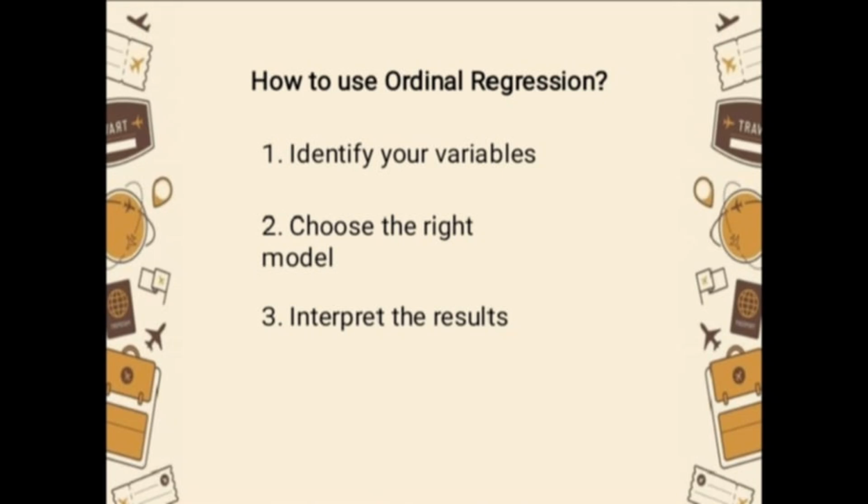How to use ordinal regression. Number 1, identify your variables. Determine your dependent variable, the outcome you want to predict, and independent variables, or the predictors. Number 2, choose the right model. Common models include the proportional odds model and the adjacent category model. Number 3, interpret the results. Analyze the coefficients to understand the relationship between your independent variables and the ordered outcome.